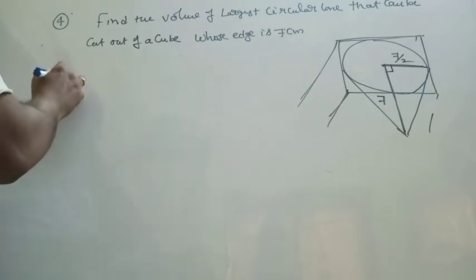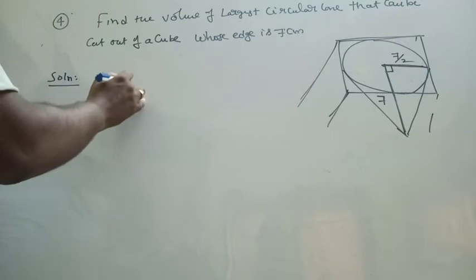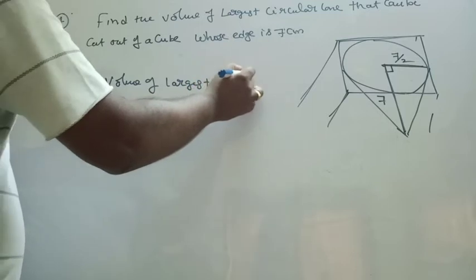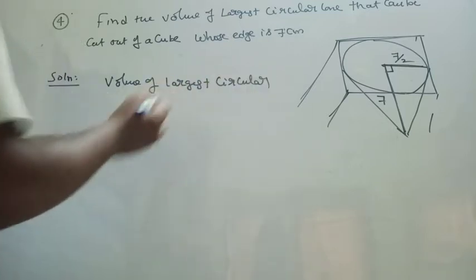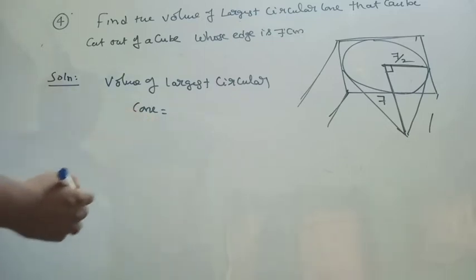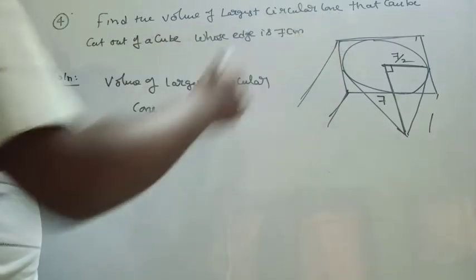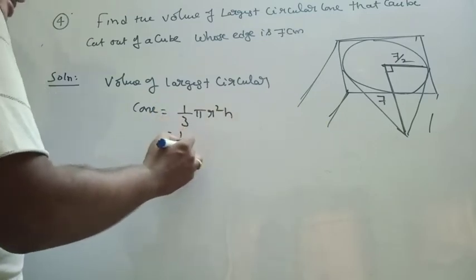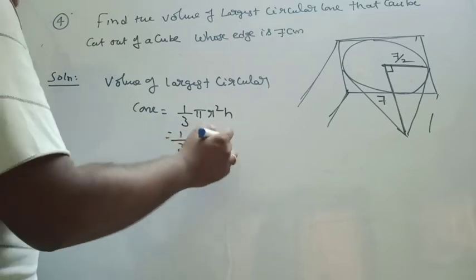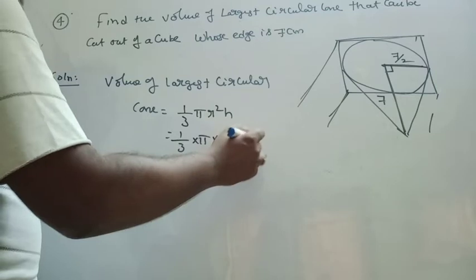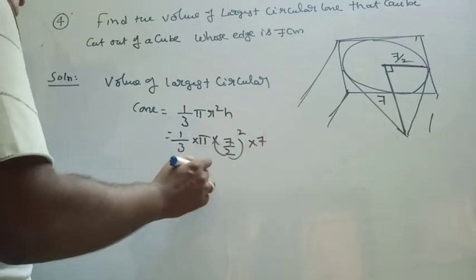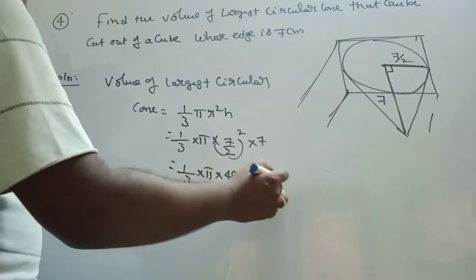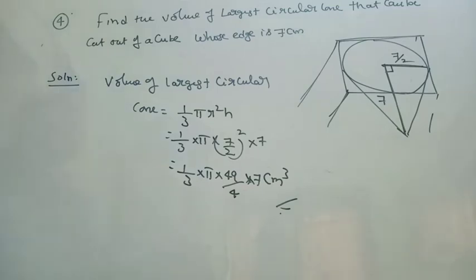Now, how will we find the volume of the largest circular cone? The volume of the largest circular cone is nothing but the volume of this cone. What is that? 1 by 3 pi r square h. That is nothing but 1 by 3 into pi into r square. R is what? 7 by 2 whole square into h. H is what? 7. Now 1 by 3 into pi into 49 by 4 into 7, cubic centimeters. If you simplify, you will get this problem beautifully.